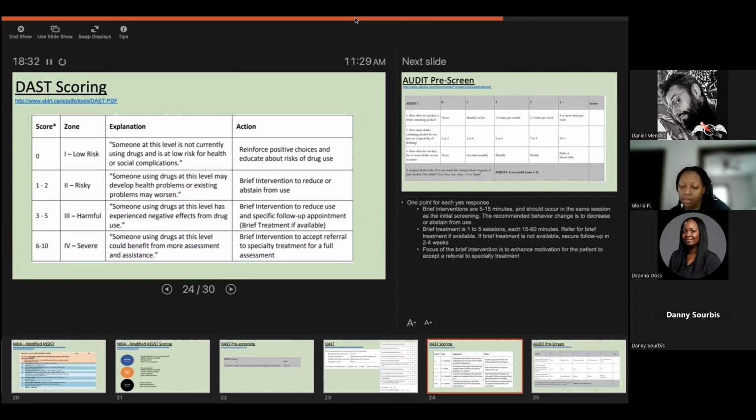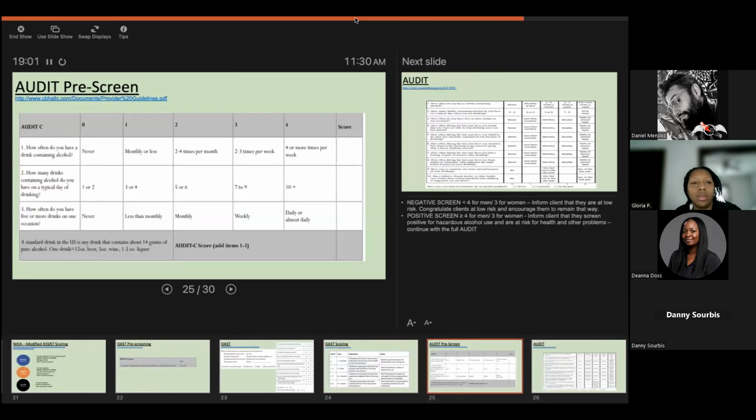So the brief interventions again are 5 to 20 minutes, not 15, and the brief treatments are 15 to 60 minutes. The focus of the brief intervention is to enhance motivation for the patient to accept referrals to specialty treatment. So after that, we're hoping that they've gone through the screening, they got their assessment, and we're warm-handing them off to their specialty treatment. So then this is the AUDIT screen.